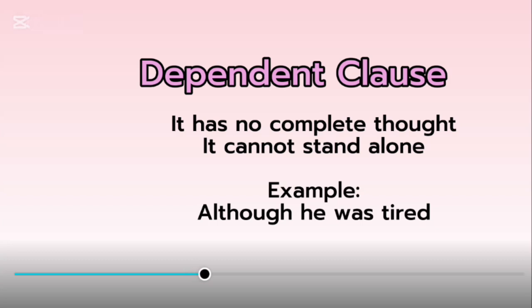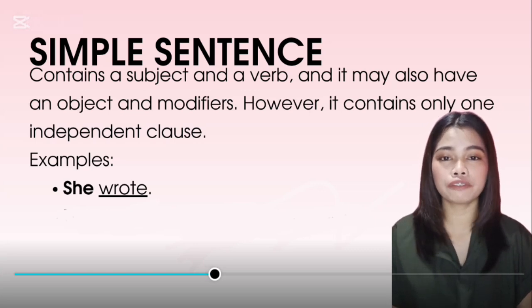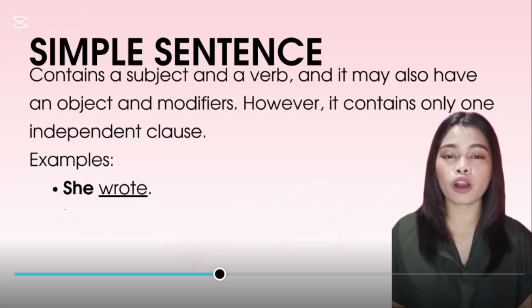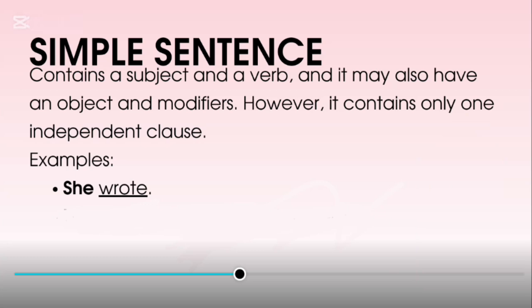Simple sentence contains a subject and a verb, and it may also have an object and modifiers. However, it contains only one independent clause. In the first example, she wrote, we know that our subject is she and our verb is wrote.